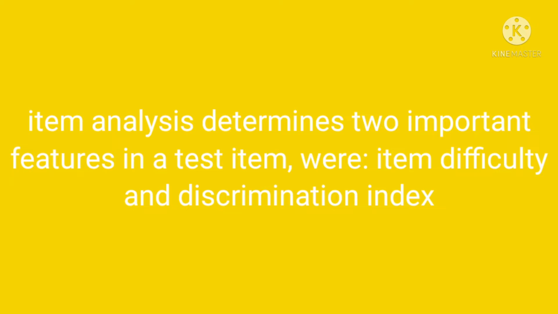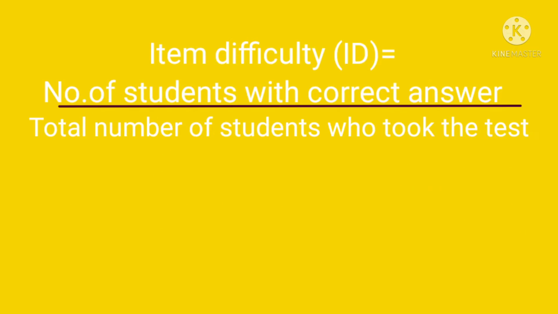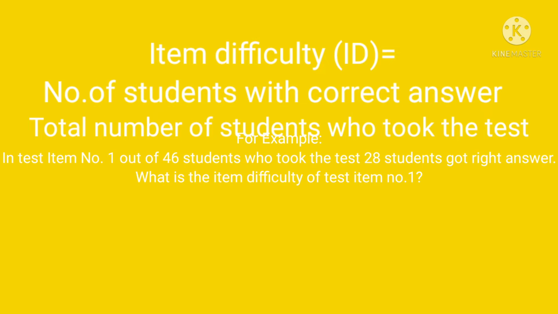Item analysis determines two important features in a test item, which are item difficulty and discrimination. In the usual way, item difficulty is obtained by dividing the number of students who get correct answers in the item by the total number of students who took the test. Here is the formula of item difficulty: number of students with correct answer divided by the total number of students who took the test.